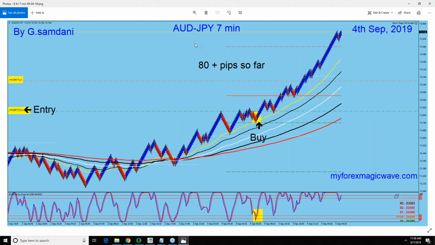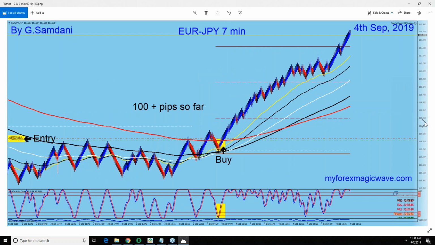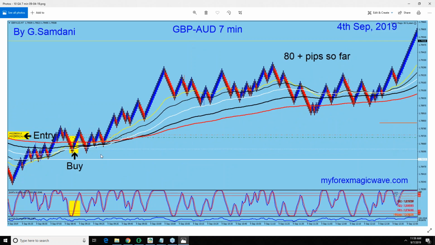And September 4th, here comes Aussie strength, and all Aussie pairs went up. Not all, Aussie Yen and Aussie USD went up, and Euro Aussie and Pound Aussie went down. So this is a beautiful up move, and this is where I was able to take the entry here. And then Euro Yen again, 7 minute, it went up now after dropping. That's what happened. This is all because of Yen weakness. Aussie Yen went up, Euro Yen went up, and here now Pound Aussie. This is because of the pound strength.